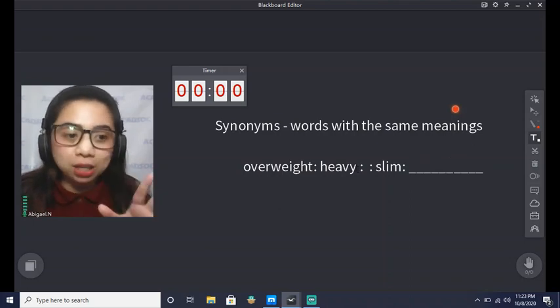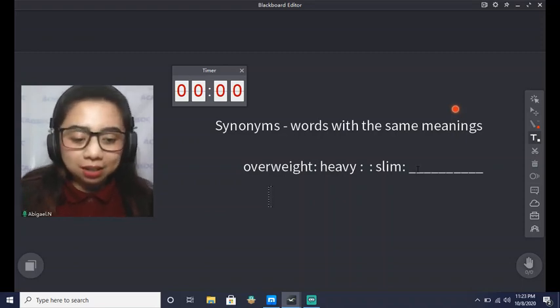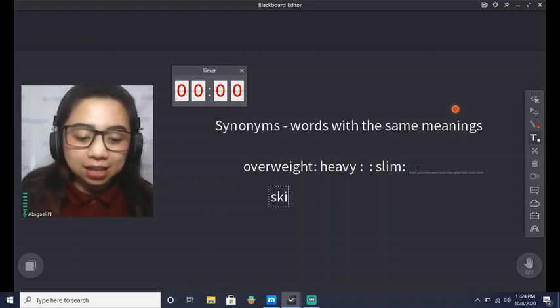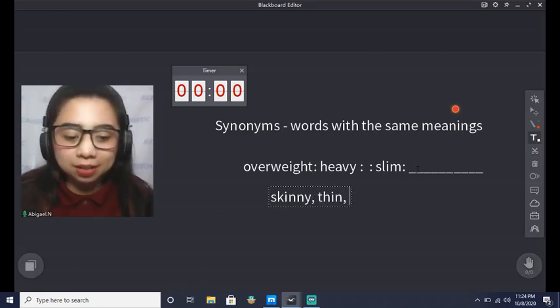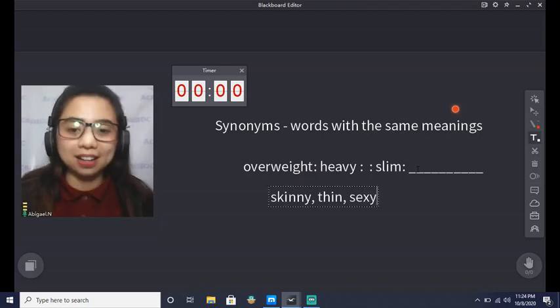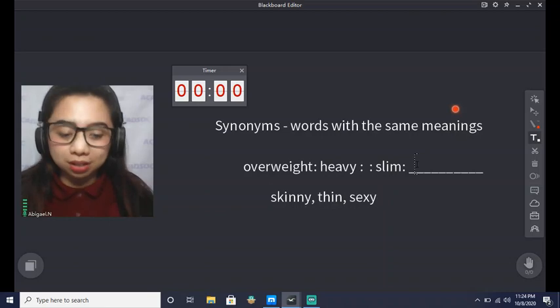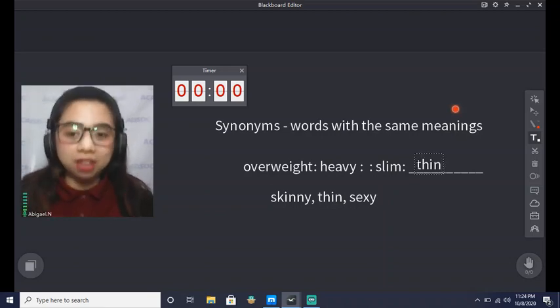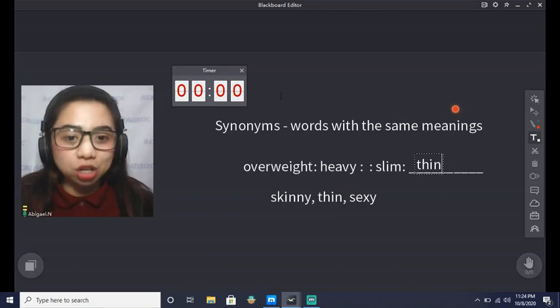There are so many possible answers, class. We could say skinny, thin. What else? Sexy. These are some possible answers. I would like to use the word thin. Overweight is to heavy as slim is to thin. This is an example of synonym analogy.